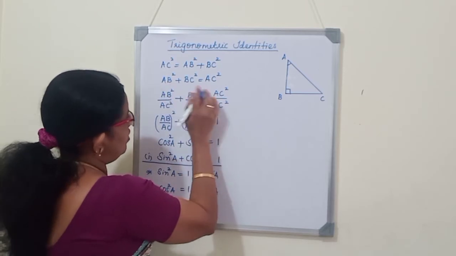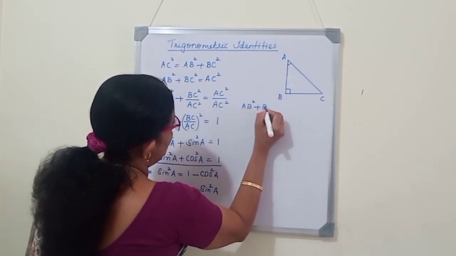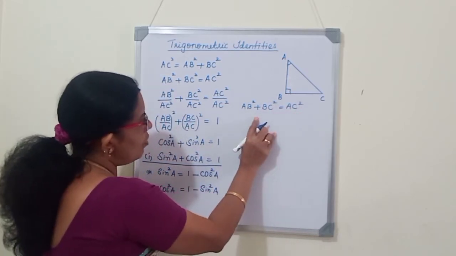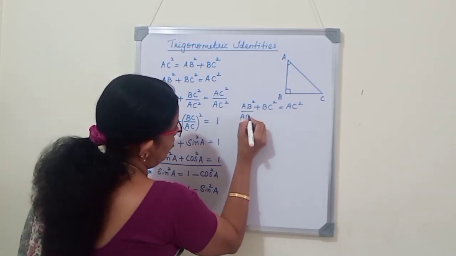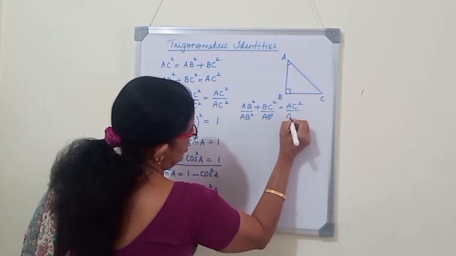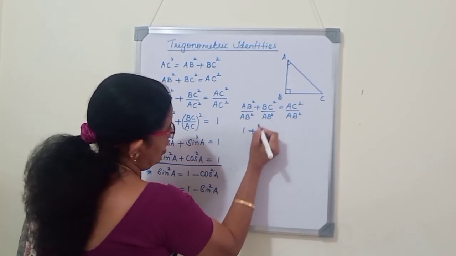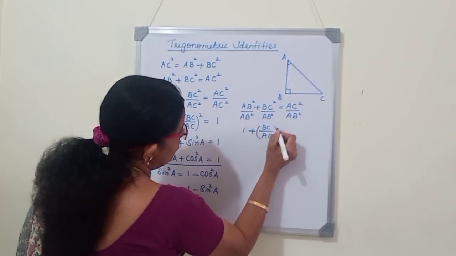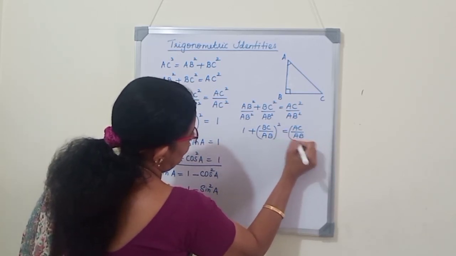So here first I will write AB square plus BC square is equal to AC square. This is the Pythagoras theorem formula. Now every term I will divide by AB square. All the sides divided by AB square. AB square by AB square is 1, plus BC by AB the whole square equals AC by AB the whole square.